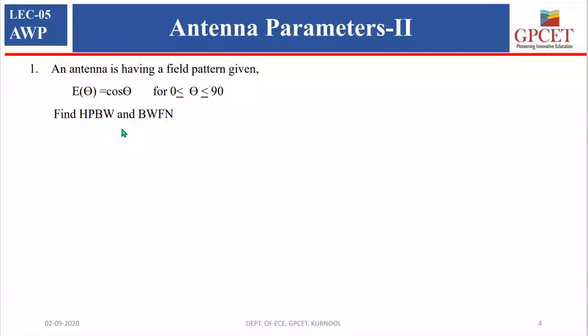An antenna has a field pattern E theta equal to cos theta, where theta varies from 0 to 90 degrees. Find the half power beamwidth and the beamwidth between the first nulls. In the given problem, the electric field pattern is given. From that field pattern, you must calculate the half power beamwidth and the beamwidth between the first nulls.